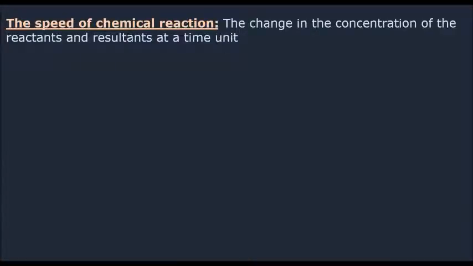What is meant by the speed of chemical reaction? It is the change in the concentration of reactants and resultants, or products, per unit time. So I will start to observe the change in the concentration that happens to the reactants or products. If the change in the concentration of the reactants takes a small time, this means the reaction is a fast reaction.